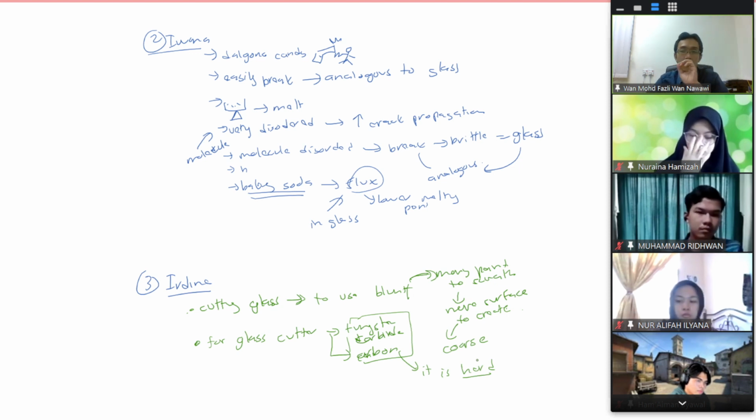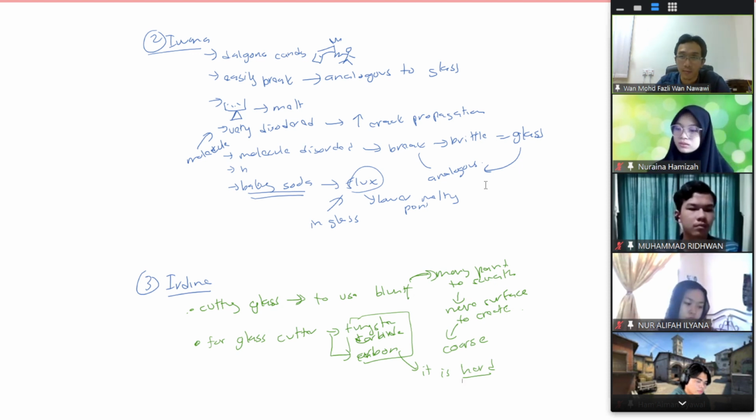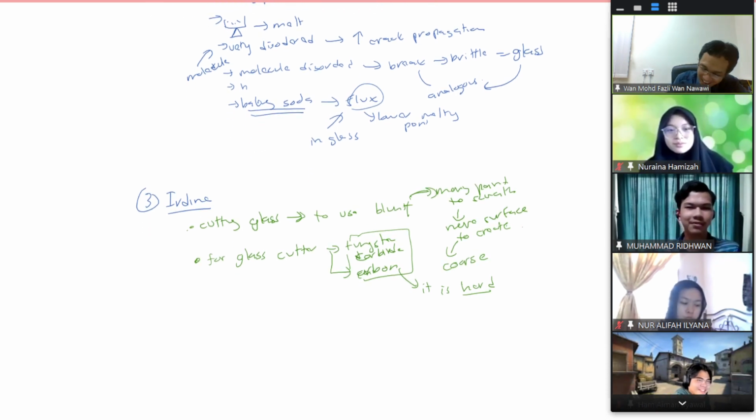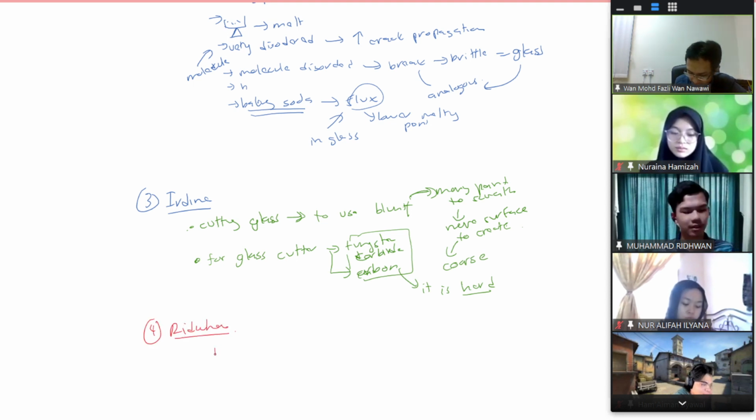Thank you, Irdina. So last question: tell me two types of glass. Anyone? Me, sir. Ridwan. Okay, Ridwan first. First, soda lime glass. Do I need to tell the properties or not? Just give some idea. What is soda lime glass and so on.